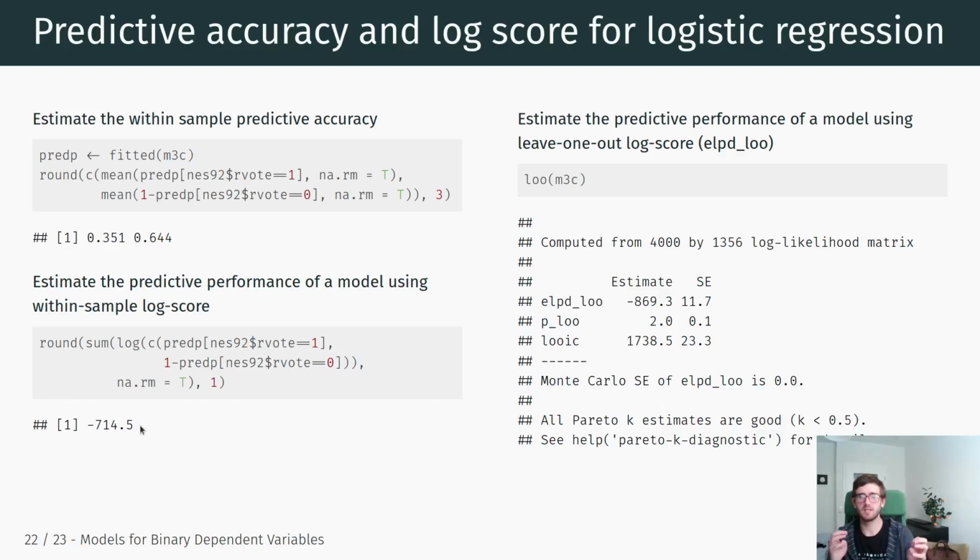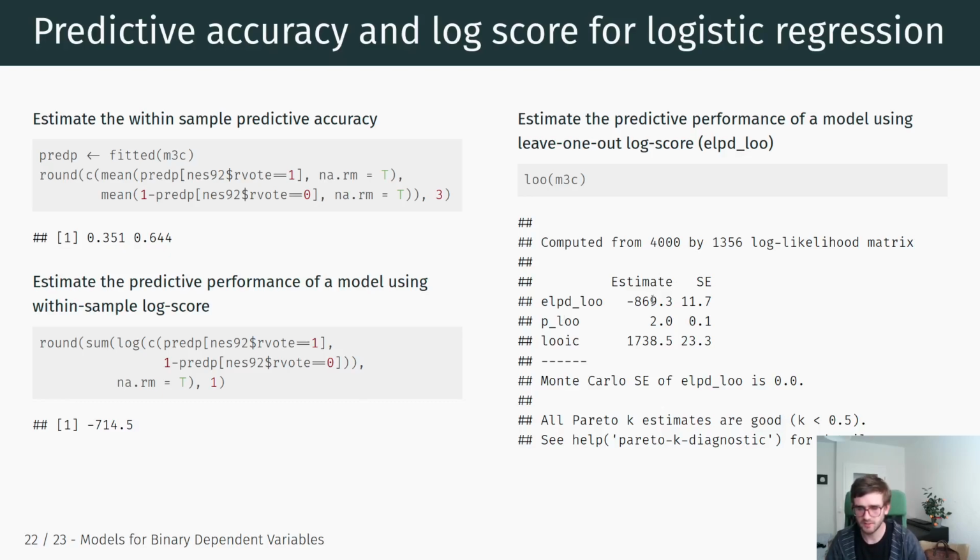Of course, this is still based on within sample predictive accuracy. And ultimately, in order to avoid overfitting, we might want to examine these predictive performances using cross-validation, for example, leave one out cross-validation, right? And so this goes back to our expected log posterior density using leave one out cross-validation that we already introduced in the linear regression framework.